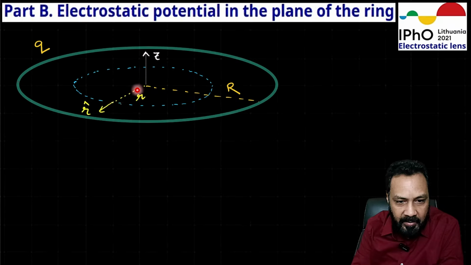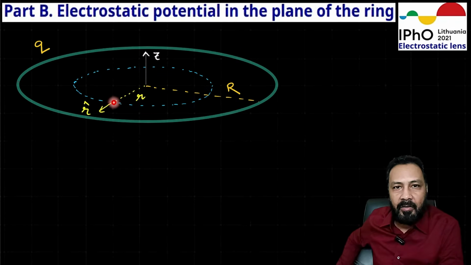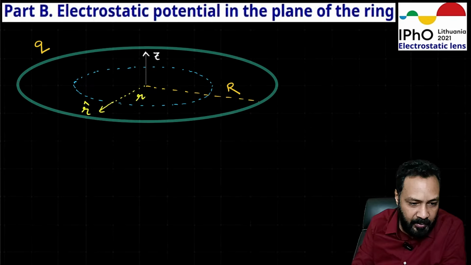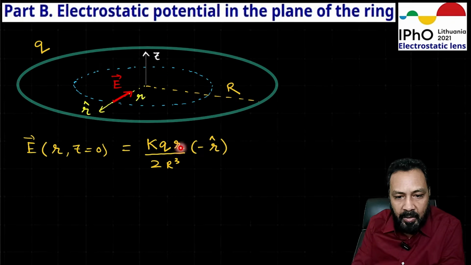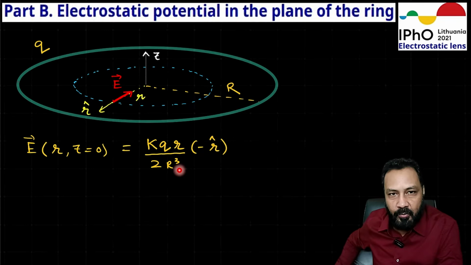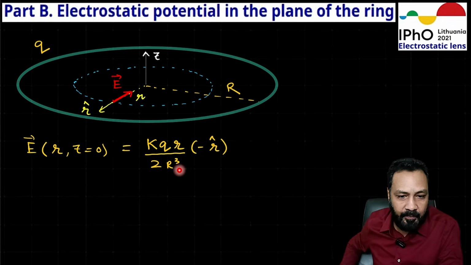So that is a point at a distance small r from the center. This is the radial away direction. The radius of the ring is r, and here the expression for the electric field is kqr by 2r cube, that is the magnitude.